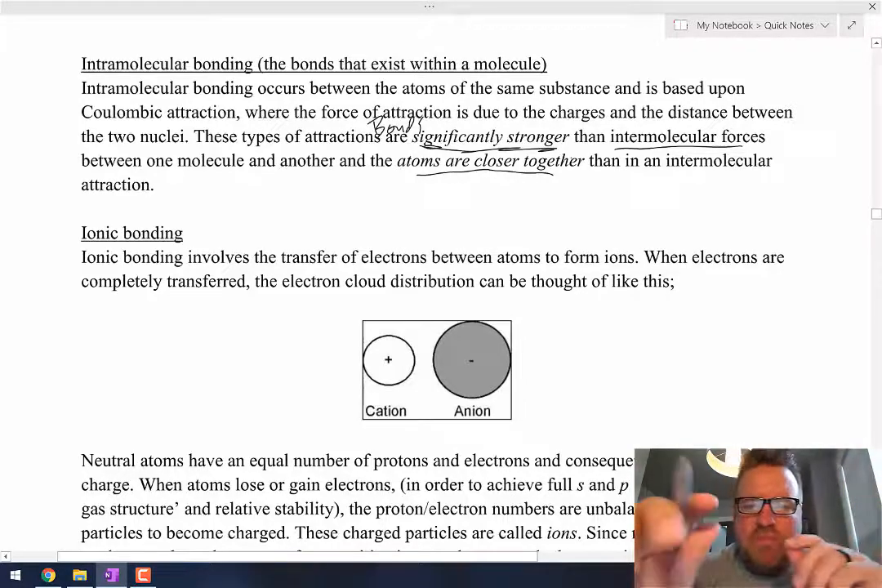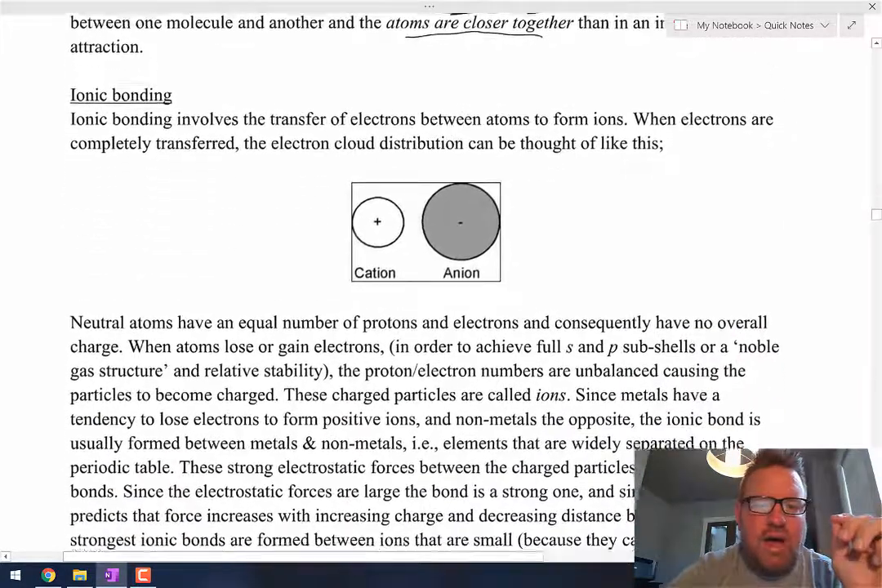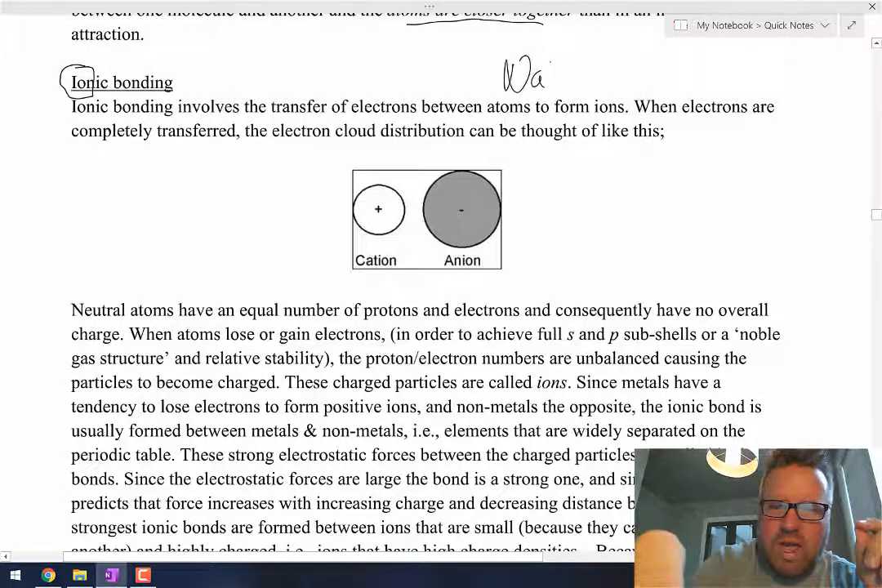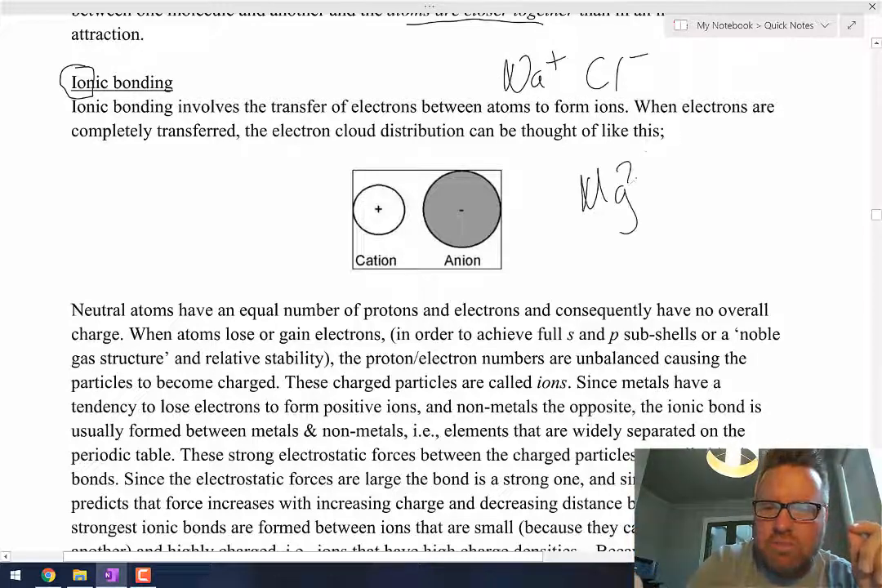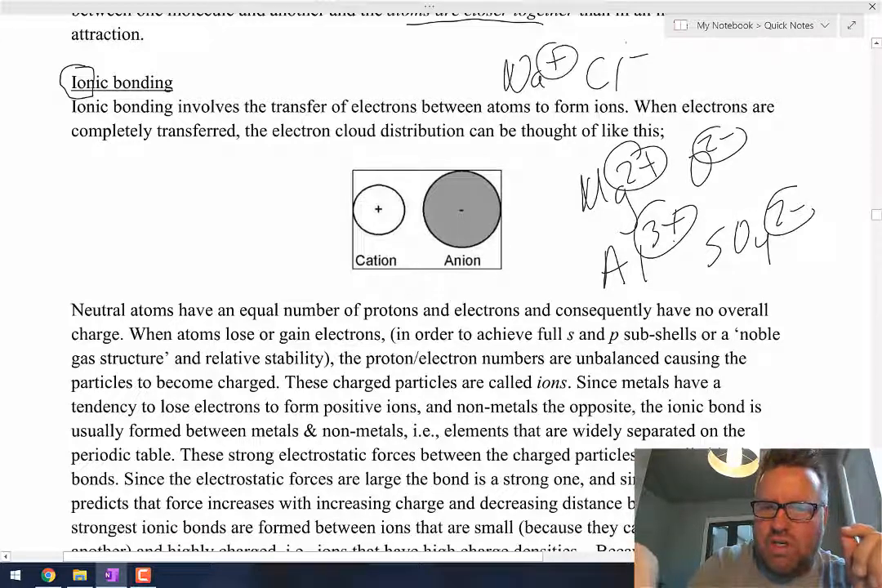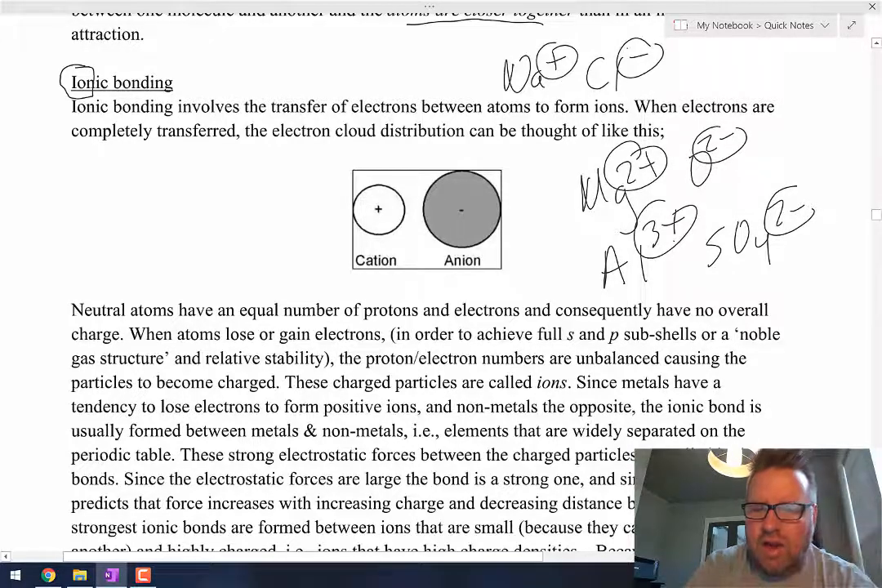So the first type of bonding that we're going to discuss is called ionic bonding. In an ionic bond, you have ions, and ions typically form between a Na+ and a Cl-, or an Mg2+ and a Cl-, or O2-, or Al3+ and SO4 2-. Positive charges and negative charges, always in ionic bonds.